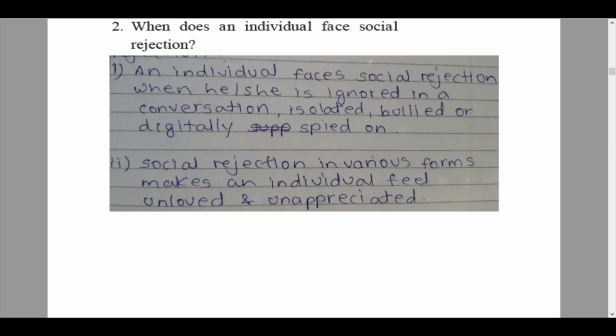So second question, when does an individual face social rejection? Our first pointer here is an individual faces social rejection when he or she is ignored in a conversation, isolated, bullied, or digitally spied on. So this is what causes an individual to be faced with social rejection. Social rejection in various forms makes an individual feel unloved or unappreciated.